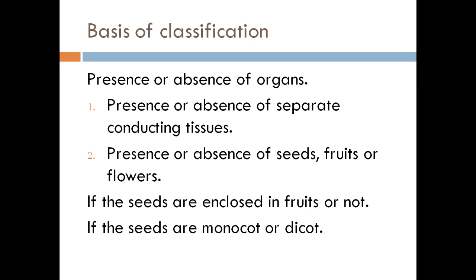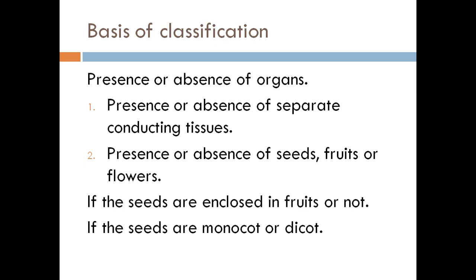Then presence or absence of seeds, fruits or flowers. Now, we all know that not all the plants bear fruits, means all the plants don't give us fruits. Similarly, not all the fruits have seeds. Some have seeds, some don't have seeds. Some of the plants have seeds, the others don't have seeds. And flowers, not all the plants bear flowers. So, depending on that also the plants are classified.